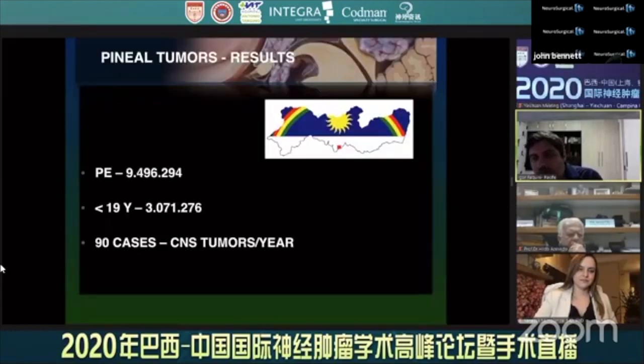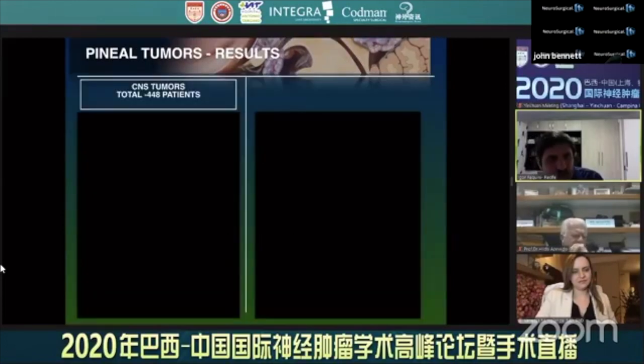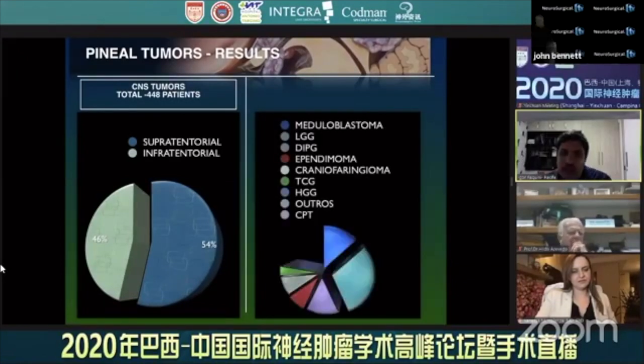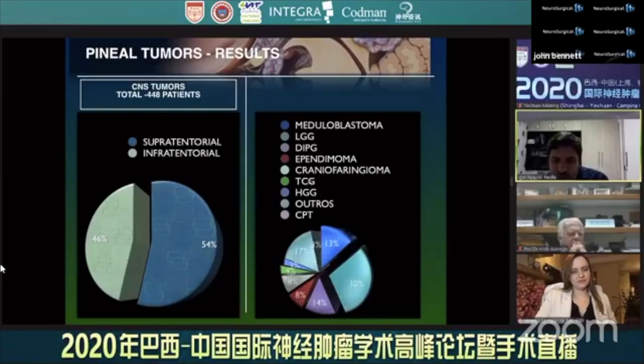In our state, Pernambuco, we have almost 10 million people. One third of them are under 19 years, which brings us 90 cases of CNS tumors per year in the pediatric population. We so far have 448 patients divided 46% infratentorial, 54% supratentorial. And the germ cell tumors correspond to 4%, which is pretty similar to the literature.